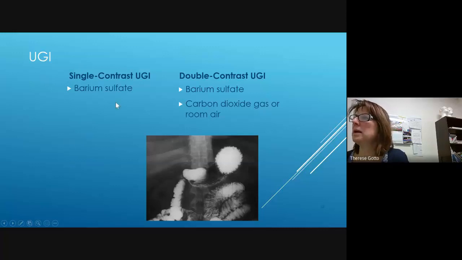Okay, so the only contrast we're going to use for the single, of course, is barium. The other type of contrast for the double is going to be either carbon dioxide, the little tablets or granules that we can give them, or room air. And we don't necessarily use room air. That's not preferred.